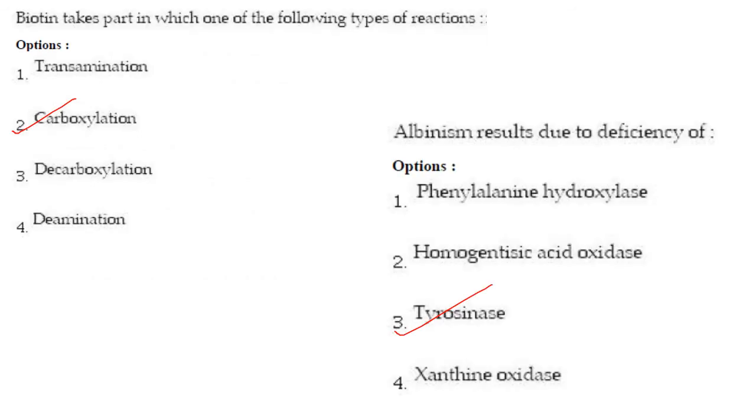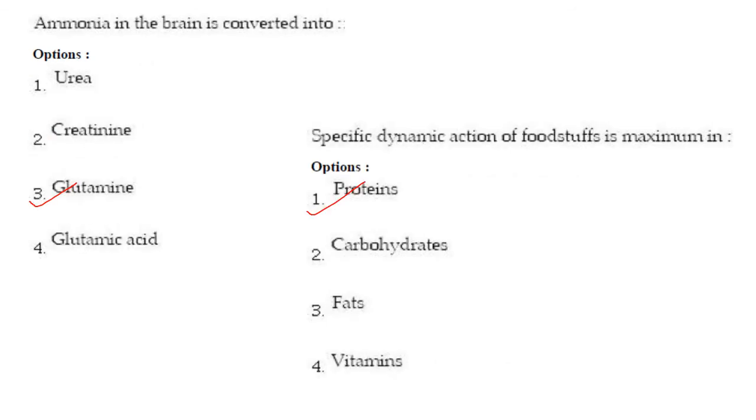Next one, biotin takes part in which of the following types of reactions? Option 1 transamination, 2 carboxylation, 3 decarboxylation, 4 deamination. Answer is option 2 carboxylation. Next one, albinism results due to deficiency of option 1 phenylalanine hydroxylase, 2 homogentisic acid oxidase, 3 tyrosinase, 4 xanthine oxidase. Answer is option 3 tyrosinase. Next one, ammonia in the brain is converted into option 1 urea, 2 creatinine, 3 glutamine, 4 glutamic acid. Answer is option 3 glutamine.